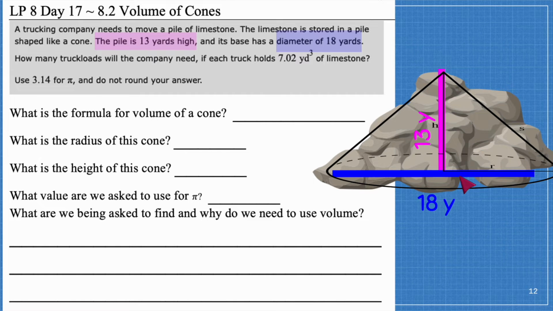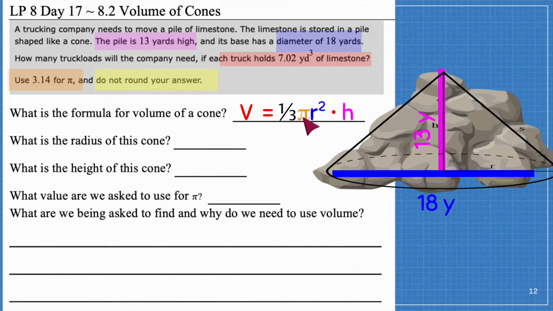So with this one, I need radius, right? So I'm going to end up having to convert that in a moment. They tell me that the truck holds 7.2 yards cubed, so I'm going to have to use that to find out how many truckloads. They also tell us to use 3.14 for pi and not to round our answer. Big, huge instruction there.